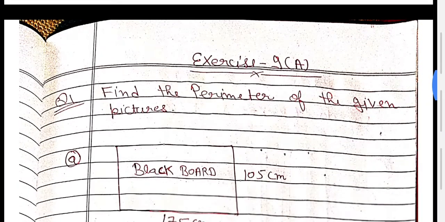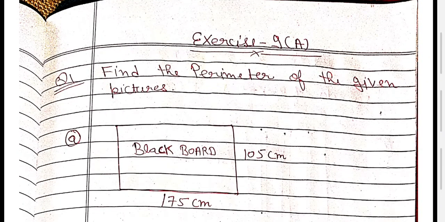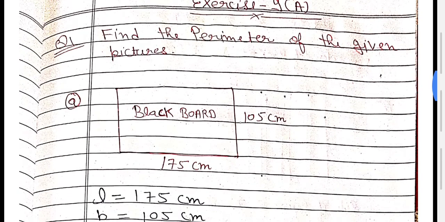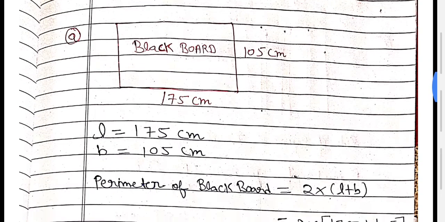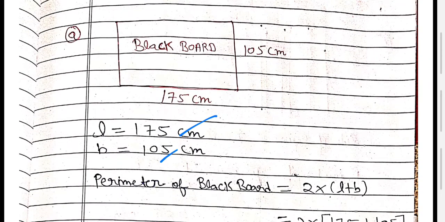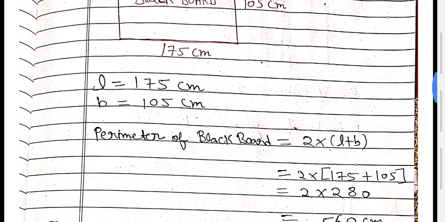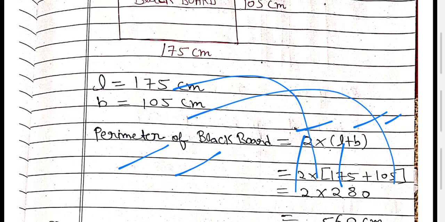Now come to question number first, 9th A. Find the perimeter of the given figure. You have a blackboard. You are given length here and breadth here. This long side is known as length, this side is known as breadth. So length 175, breadth 105. The shape of this blackboard is a rectangle, so you have to write perimeter of blackboard is equal to 2 into L plus B. Just put the value: 2 into 175 plus 105.